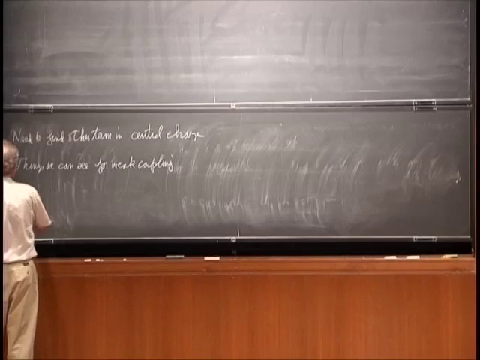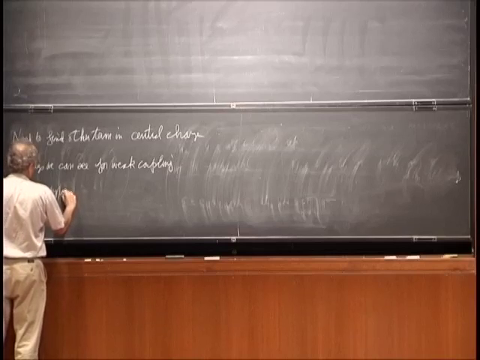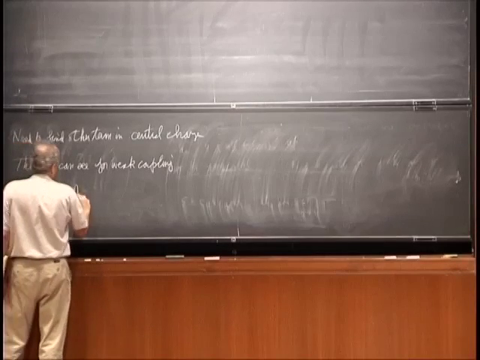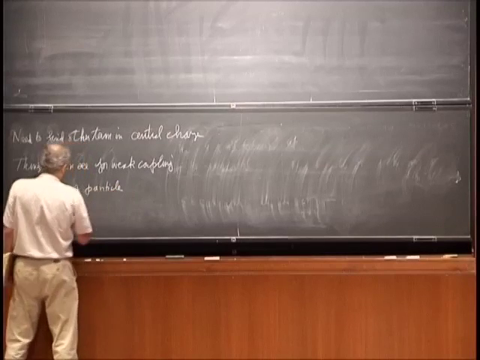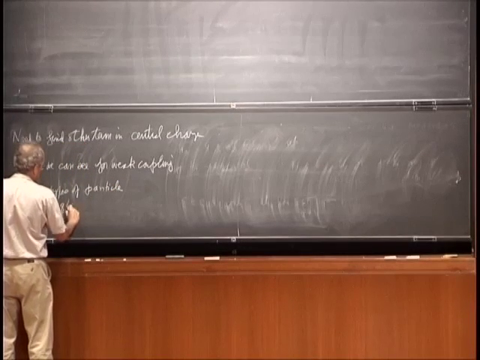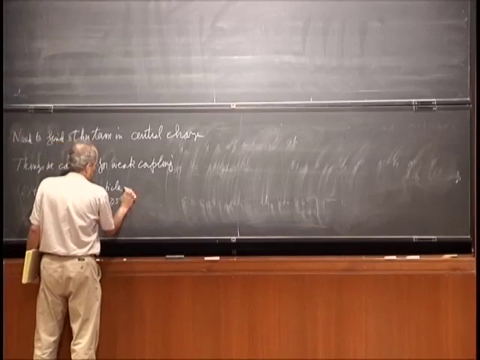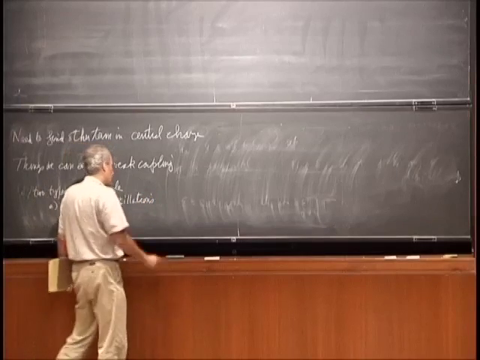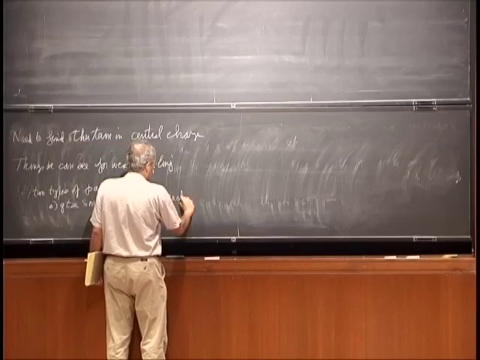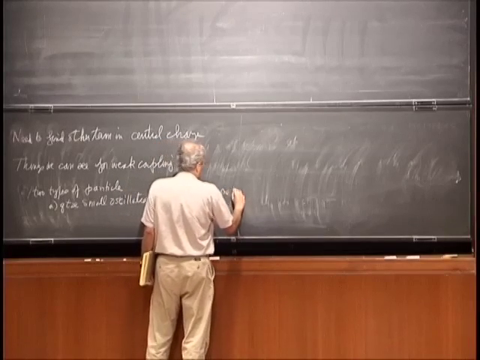There are 2 types of particles for weak coupling. We get 1 by quantizing small oscillations. And it's easy to say what we get. Each field gives 1 particle.